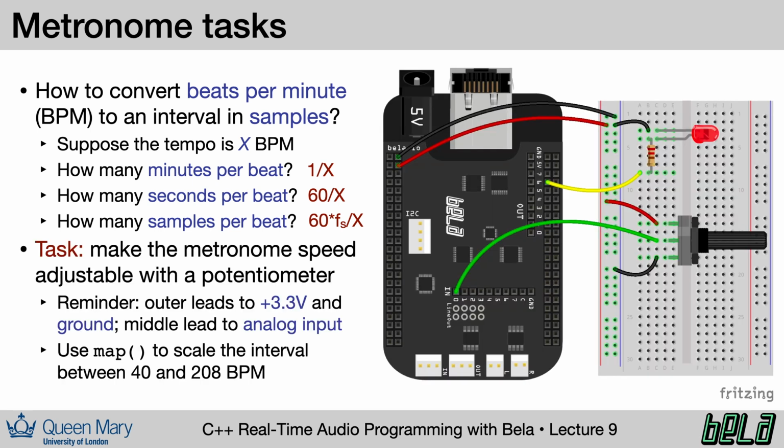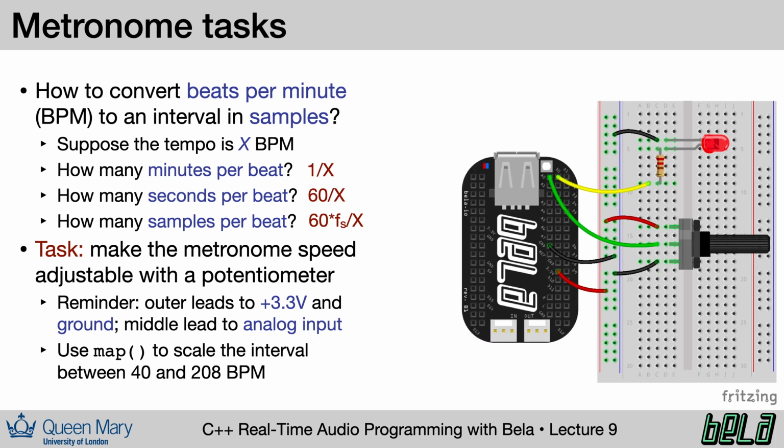That brings us to the next task, which involves both hardware and software. First of all, build up the circuit that you see here on the breadboard. It involves a potentiometer, an LED, and a resistor, although we won't use the LED just yet. Once you've built up the circuit, then adapt the code from the previous example to use analogRead to read the potentiometer. Then use the map function to scale that to be between the range of 40 and 208 beats per minute, which is the typical range of classic metronomes. From there, you'll need to convert the BPM into an interval in samples, then use that in the timing code. And here, for reference, is the same circuit on the Bela Mini. Pause the video here and try that.